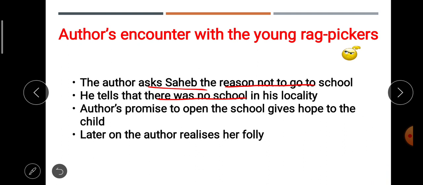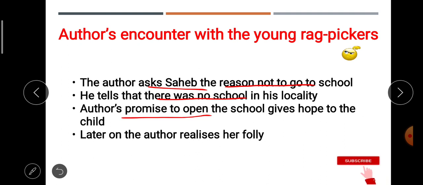At this, the author, in a very light and kidding mood, says that, suppose I open a school, would you love to come to my school? This was fun on the part of the author, but the child took it to be the truth. His eyes lit up, his face brightened with happiness, and he said that, yes, I would love to come to your school.